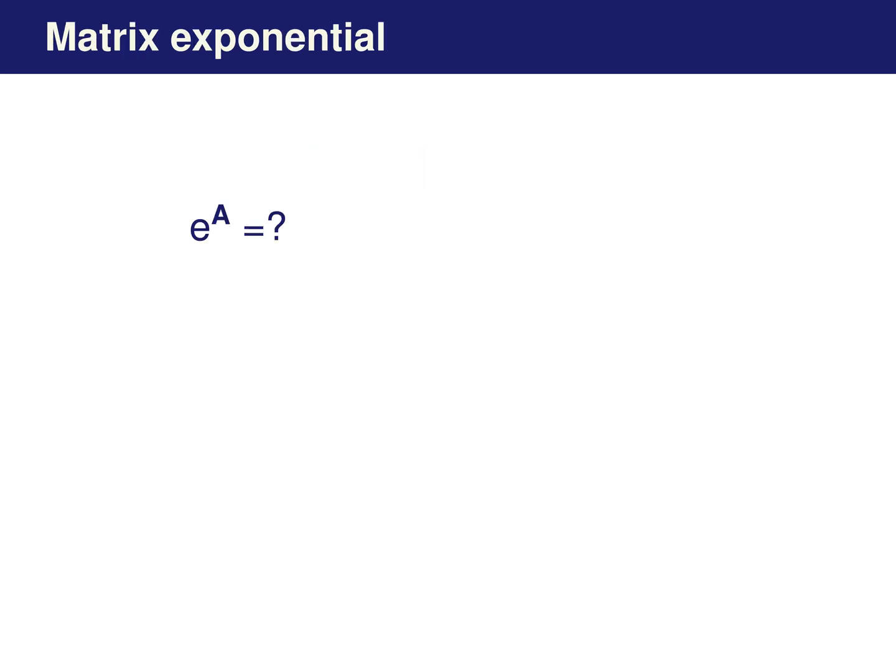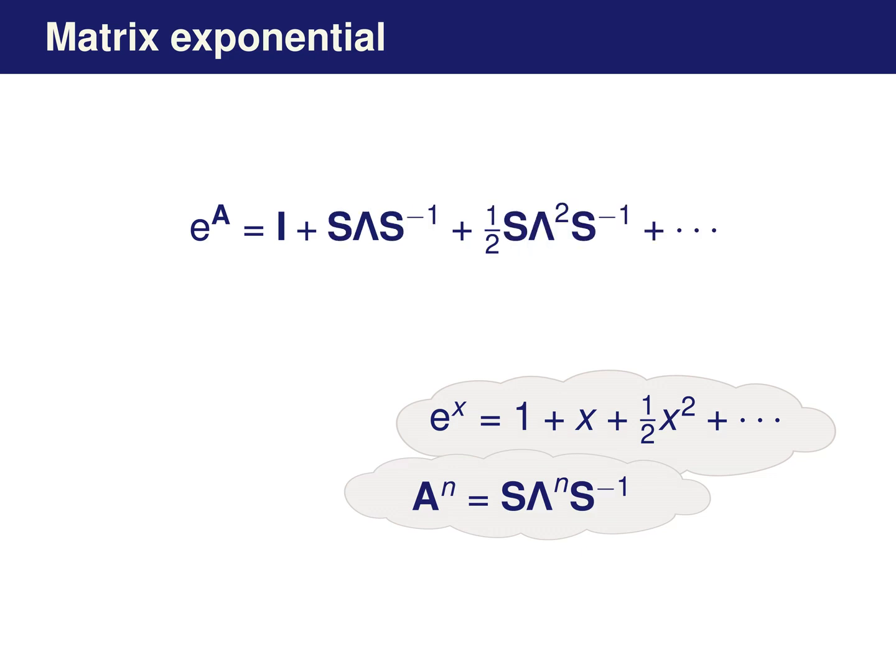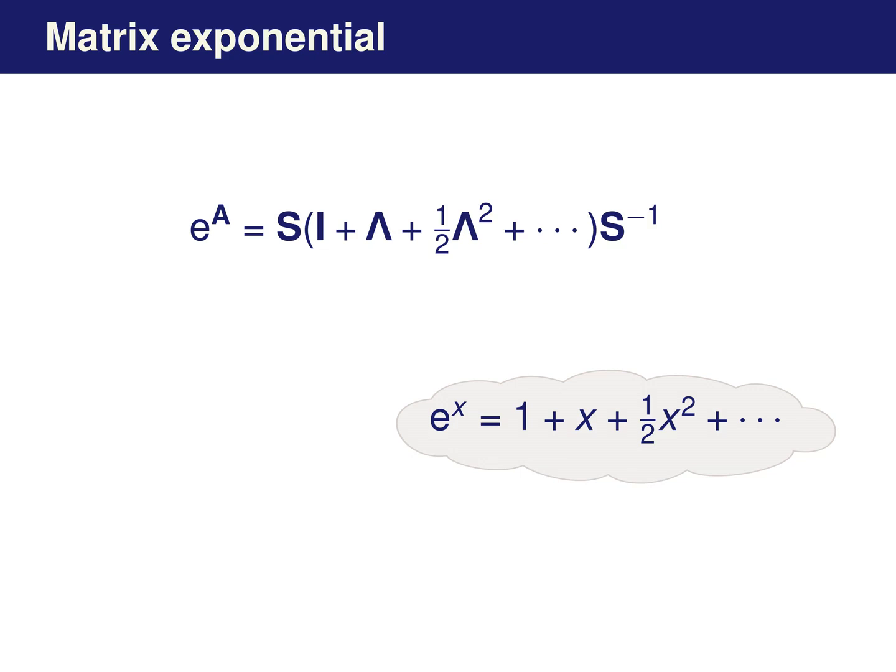Let's look at the exponential operator e to the A. To evaluate this, we'll start with Taylor's series. Here's the Taylor's series expansion of the scalar exponential function. The same series applies to matrix exponentials. We now have powers of A. Replace the powers of A with their diagonalizations. Now factor out an S on the left and an S inverse on the right.